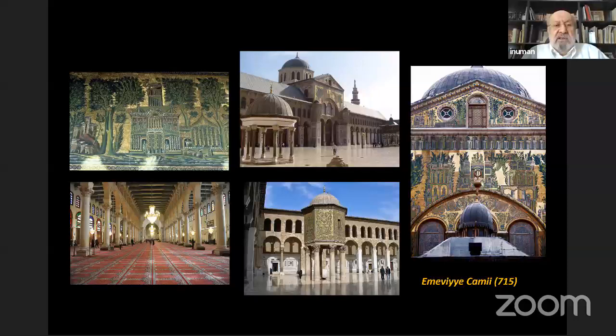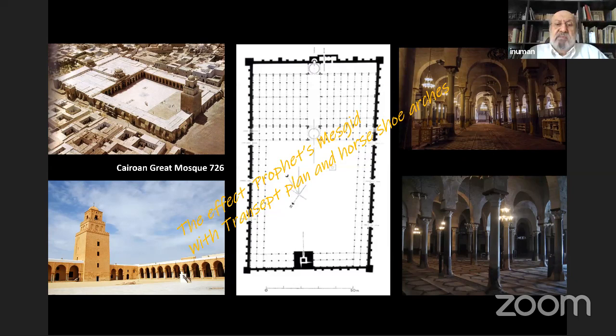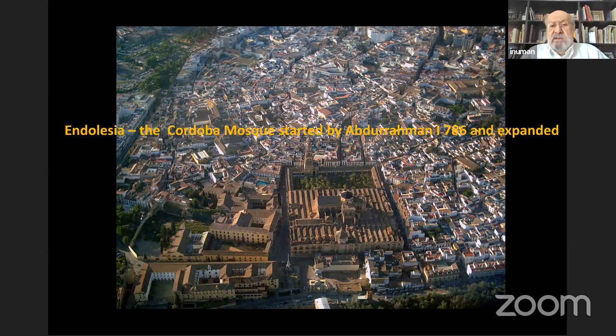Or in North Africa, in Andalusia, again the Prophet's mosque, like in the Prophet's mosque, the multi-colonnaded, but a transept type of plan this time is introduced upon the Prophet's houses or the Prophet's mosques. But unfortunately, after the Islamic era, the Christians built a church, a cathedral, in the middle of the mosque of Cordoba, in Andalusia.